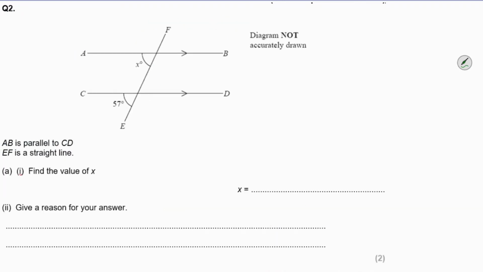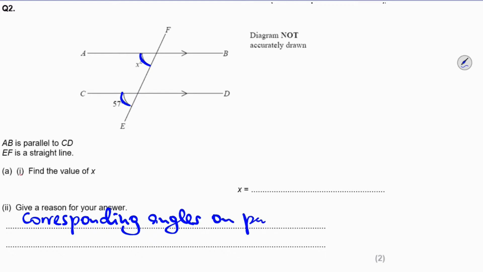In number 2, we are told that AB is parallel to CD, and EF is a straight line. Find the value of angle X. Now, obviously, by looking at these two, we can see that these two angles are corresponding angles. And we know that corresponding angles on parallel lines are equal. So which means that angle X will be equal to 57 degrees.